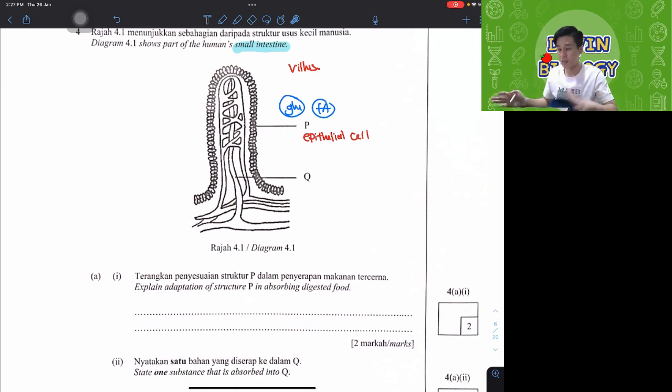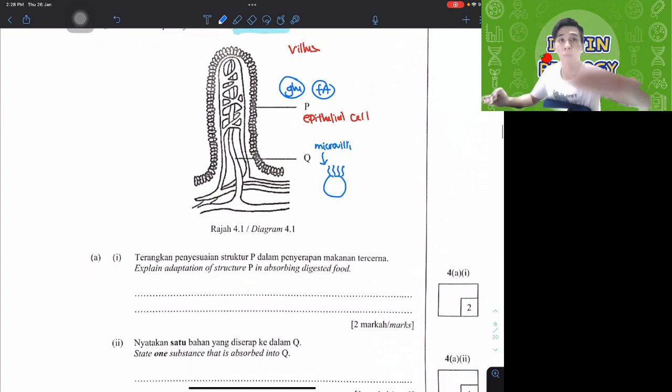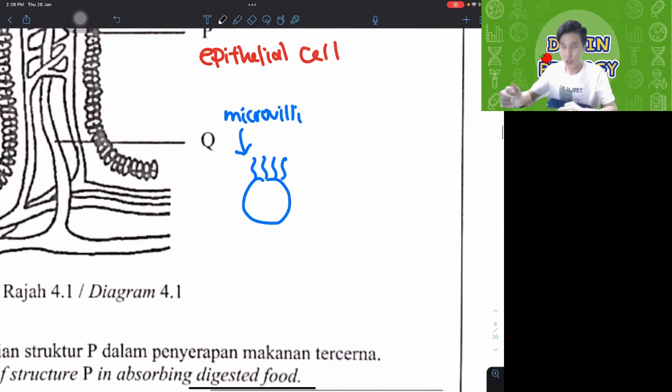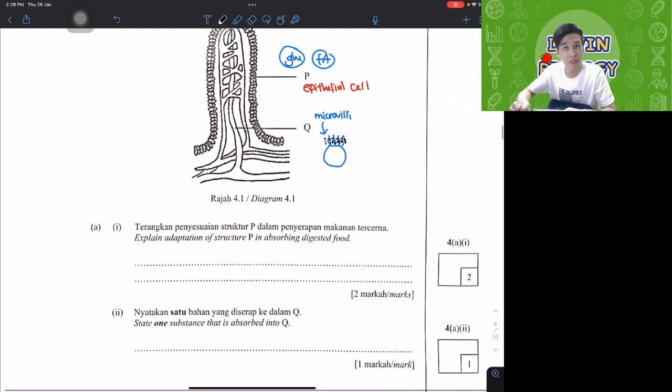So what is the adaptation for epithelial cell to absorb nutrients? So epithelial cell, on their surface, they have a lot of microvilli. So this microvilli increases the surface area for absorption. Okay, so how does it increase surface area? Because you can see there are more surface area, so the substance can come in from the side like that.